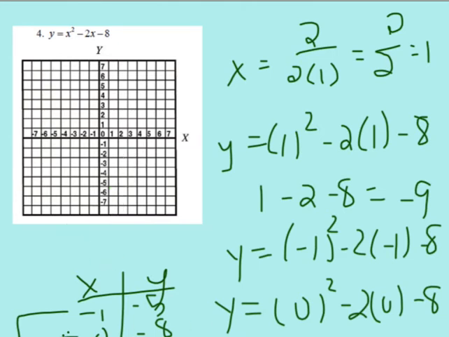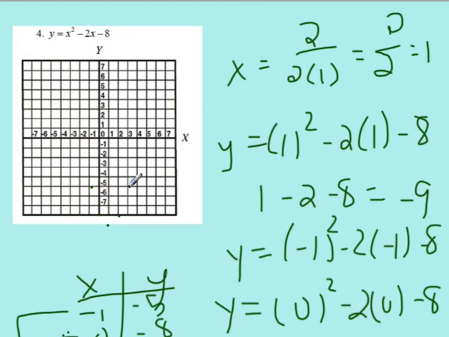Goodness, Miss Humbert. Okay, let's try this again. So we're going -1 down 5, which is here. Over 0 down 8, which is here. Over 1 down 9, which is here. Over 2 down 8, which is here. Over 3 down 5, which is here.